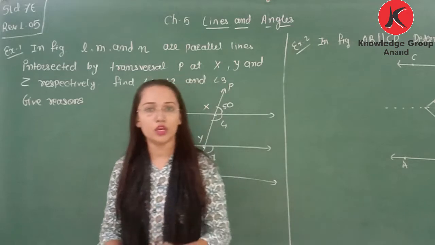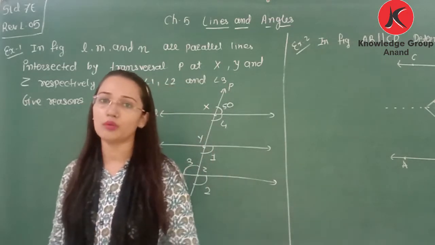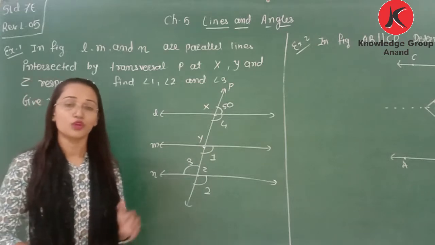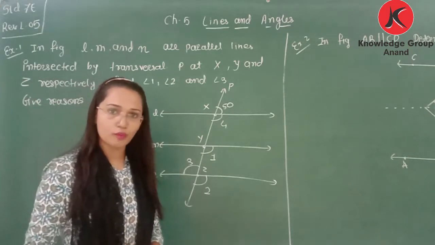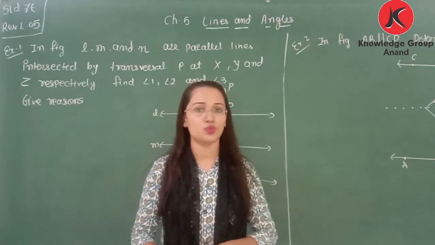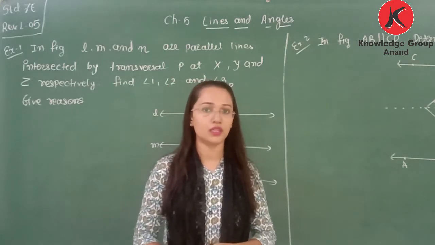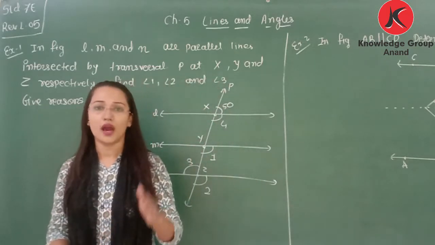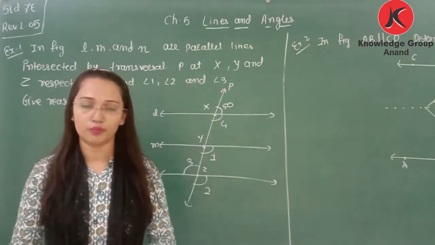Transversal means if one line cuts two or more lines at different points, then it forms the transversal. Also we learn the angles formed by transversal. So you need to remember the properties we learn. Which property we learn? That is, if lines are parallel, then alternate angles are equal.